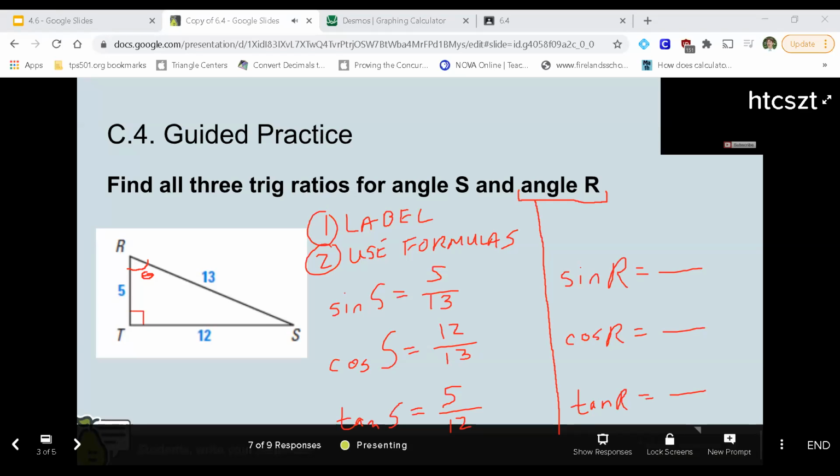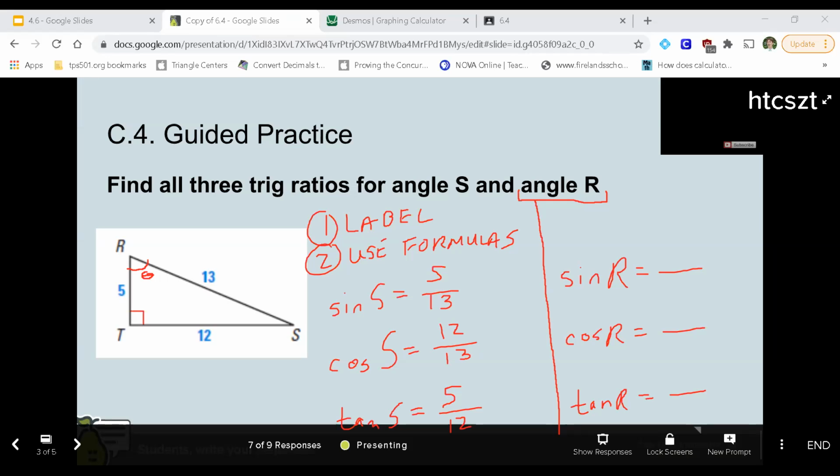Wait. I think you have your labels for adjacent and hypotenuse. 13. So that should be, yeah, switch the 12 to 15. Yes, great job. Yeah, I think those are great.